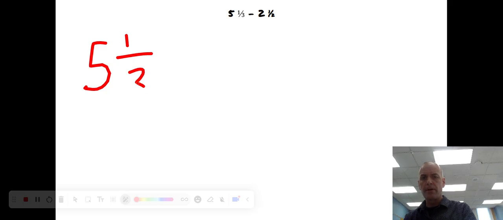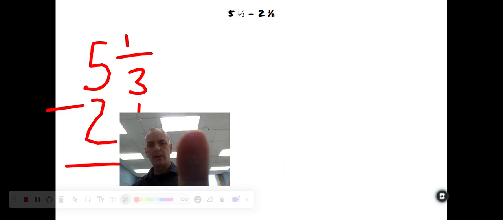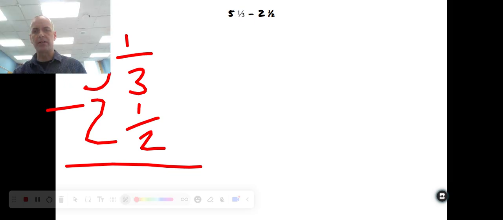For our next problem, I've prepared for you 5 and 1/3 minus 2 and 1/2. Okay, so remember, our first step is stack with the bigger number on top. So 5 and 1/3 minus 2 and 1/2. My second step, let me look at my steps, is to make the denominators equal. 1/3 and 1/2. It was not done for me. So let me go ahead and move my face over here somewhere.